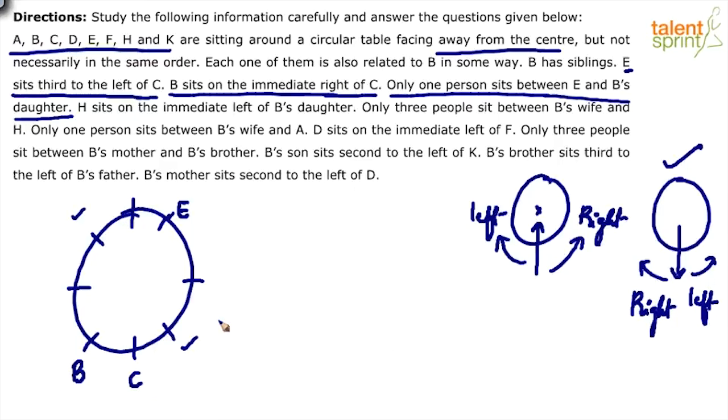Usually I have found students trying one of the cases. They will take a chance and say, let us assume B's daughter is seated here. So, they will take B's daughter here and start completing the arrangement, which is highly risky in my view. Because if your assumption was wrong, you have considered B's daughter to be here, but actually B's daughter is seated here, then what happens? The entire arrangement goes for a toss.